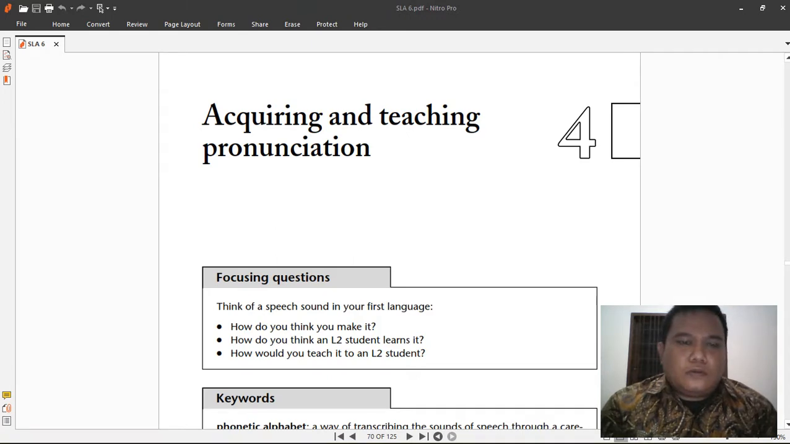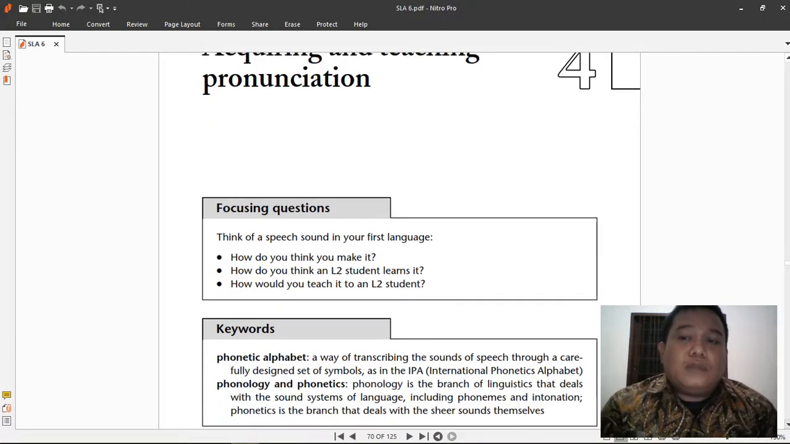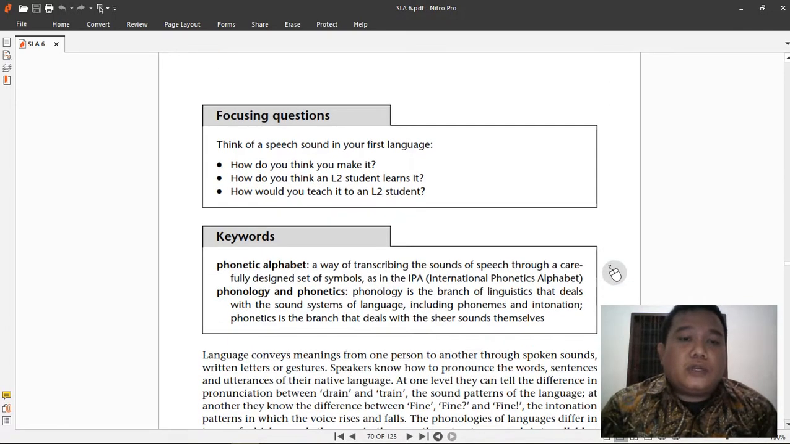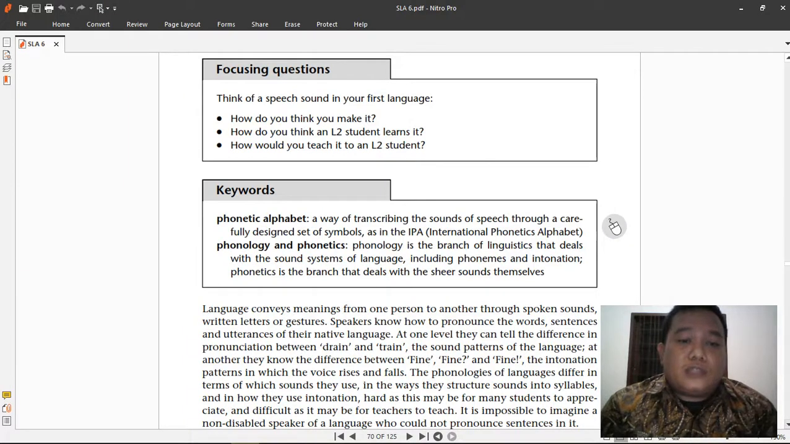Hello again. So today's lesson is about acquiring and teaching pronunciation. It's from chapter 4. You can see in your book, page number 70. I believe all of you have had a lesson on pronunciation before, for another subject of course. So I hope you already know some of the theories about pronunciation, like phonology and phonetics.